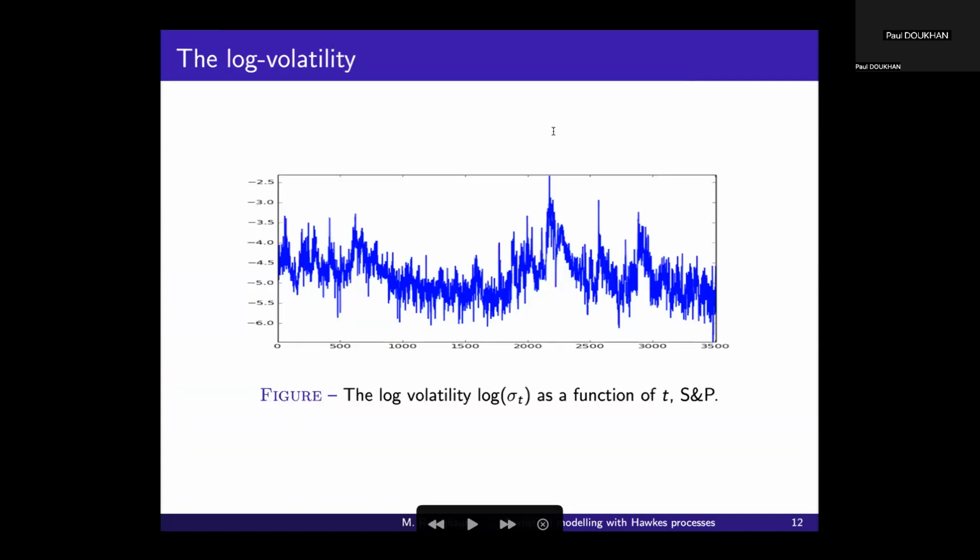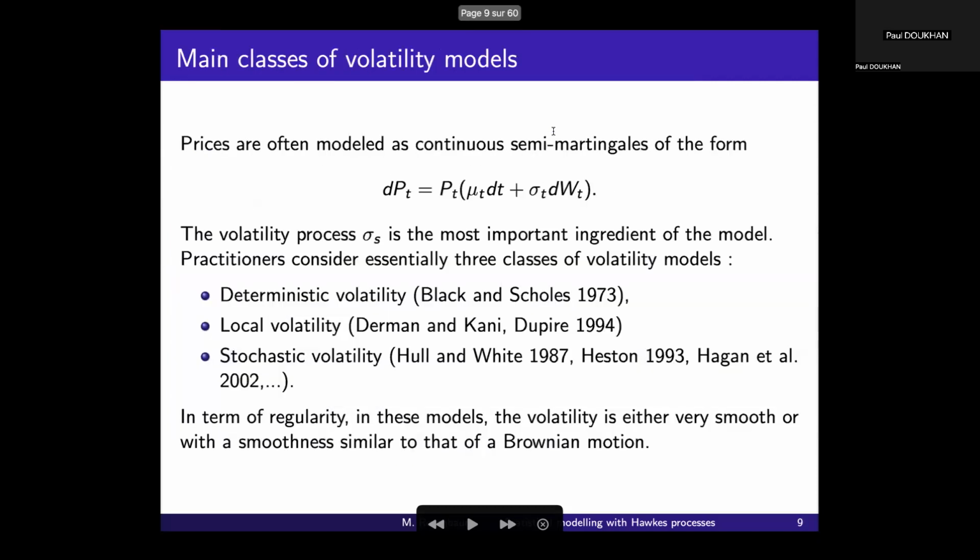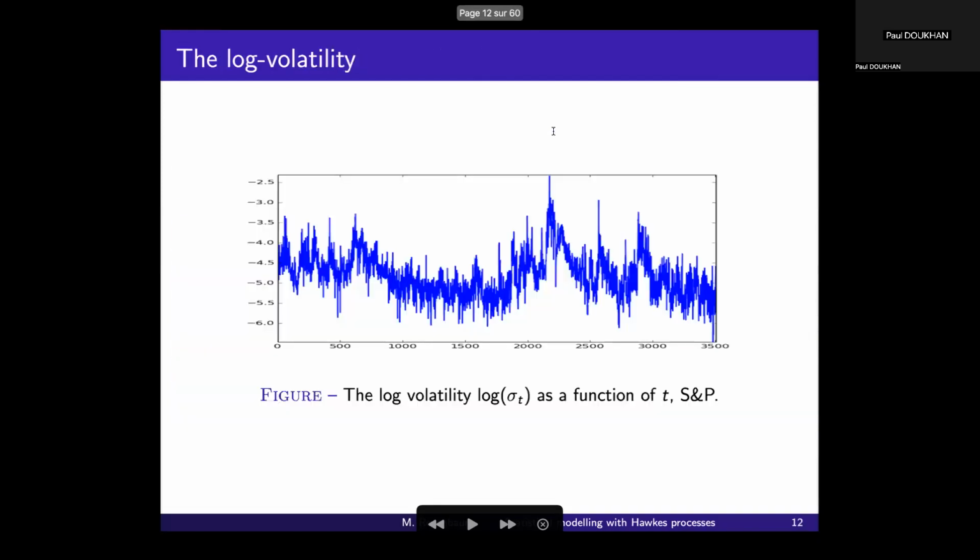Okay, so remember, the goal here is to model the volatility. Okay, we want to model this guy. And what I'm plotting here is the graph of the log of the volatility of the S&P index, which is the major index in the world, over almost 10 years. So over more than 10 years, here you have the graph of the log of the volatility, and I put 1 point per day. Sorry, it's the log of historical volatility.